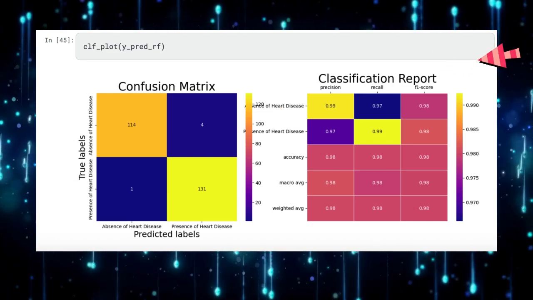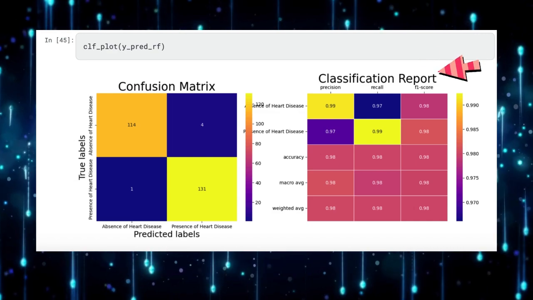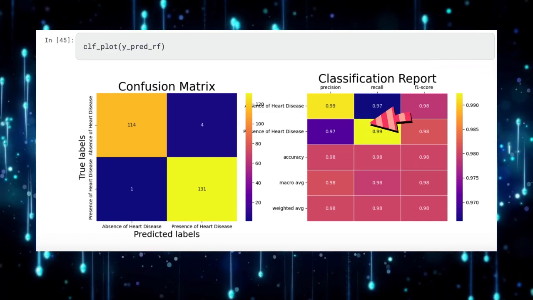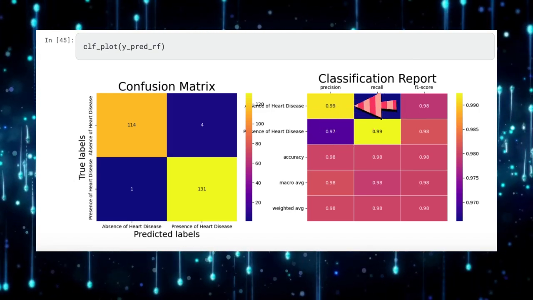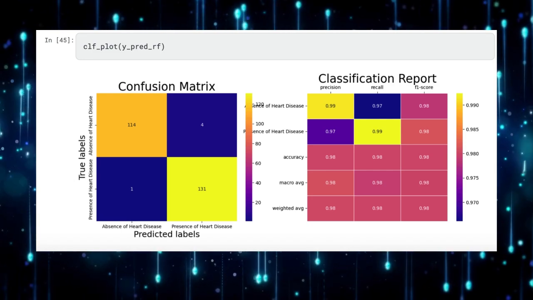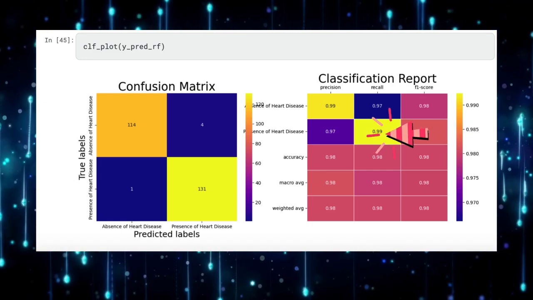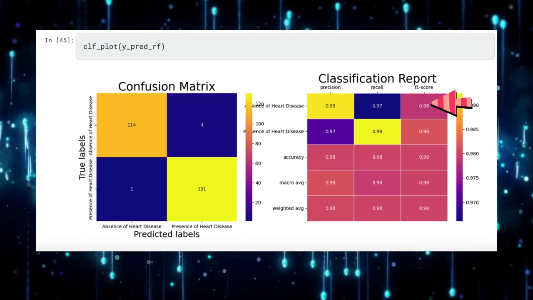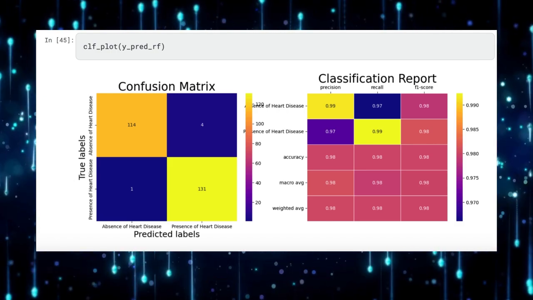Classification report. Next, let's look at the classification report, which provides more detailed metrics. Precision. Precision for presence of heart disease is 0.97, and for absence of heart disease, it's 0.99. This indicates that our model is highly precise. Recall. Recall for presence of heart disease is 0.99, and for absence of heart disease, it's 0.97. This shows that our model is excellent at identifying actual positive cases.